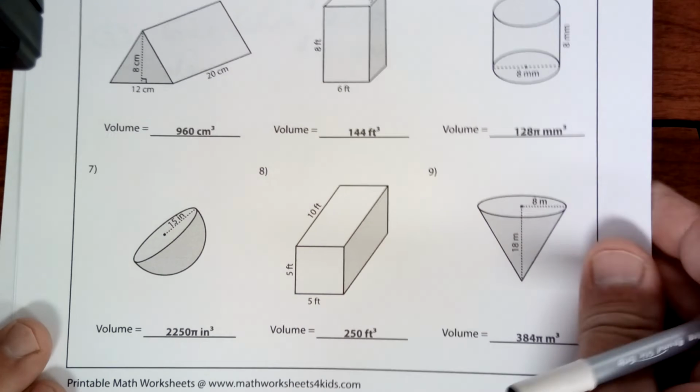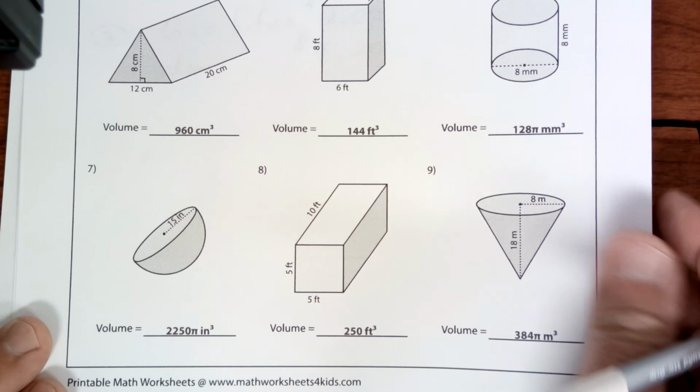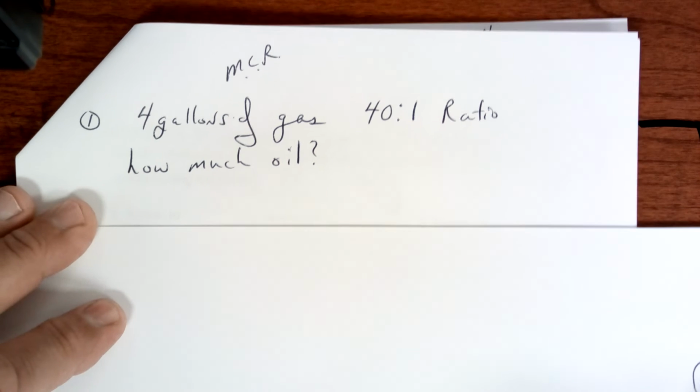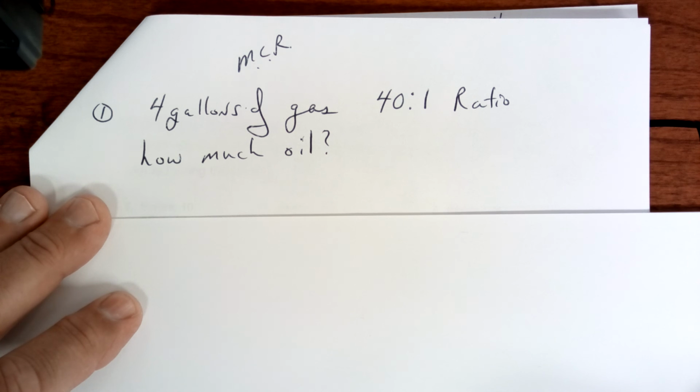So we're going to go ahead and finish this up and go to MCR. MCR, I'm missing some calculators, and I think one of them walked out during 7th period and maybe before that as well. So I want to see all 3 calculators up there before you leave.